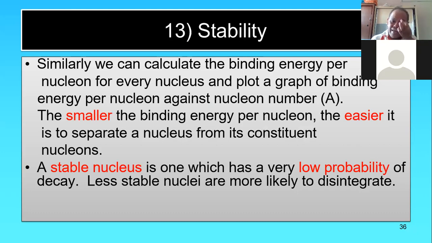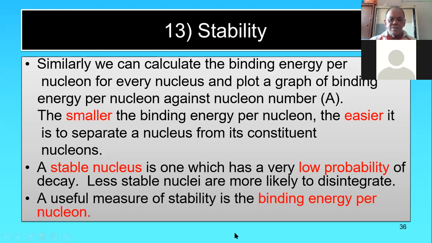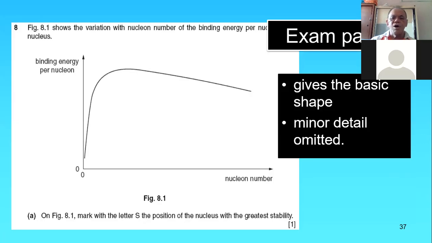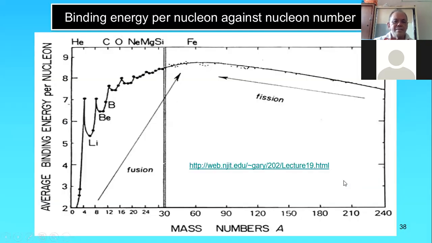Less stable nuclei are more likely to disintegrate. Right? If it's stable, the nuclear force is very strong inside the nucleus. If less stable, the nuclear force is a bit weaker. So a useful measure of stability is the binding energy per nucleon. Right? Normally in the exam, they will give you a basic shape only. They will eliminate the minor detail around here, so you don't need to worry so much about that. Right? That is a normal shape.